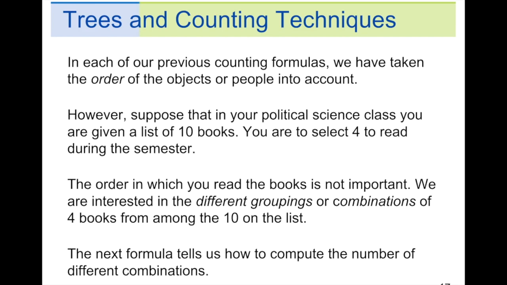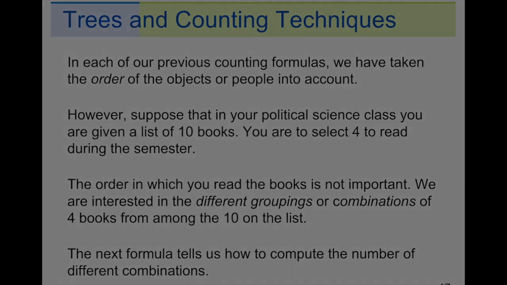In each of our previous counting formulas, we have taken the order of the objects or people into account. However, suppose that in your political science class, you are given a list of 10 books. You are selected to read 4 during the semester. The order in which you read these books is not important. We are interested in the different groupings or combinations of the 4 books from among the 10 on the list. The next formula tells us how to compute the number of different combinations.